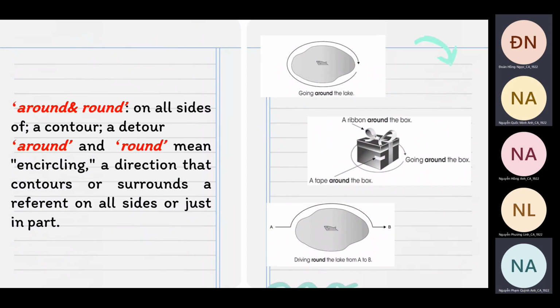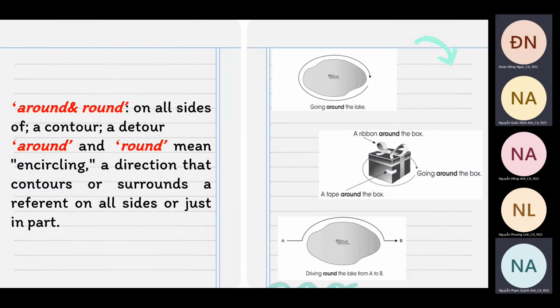Okay, let's talk about the third word. Around and round mean on all sides of a contour or a detour. Round and around mean in a cycling direction that contours or surrounds a reference on all sides or just in part, like we can see in these 3 pictures.